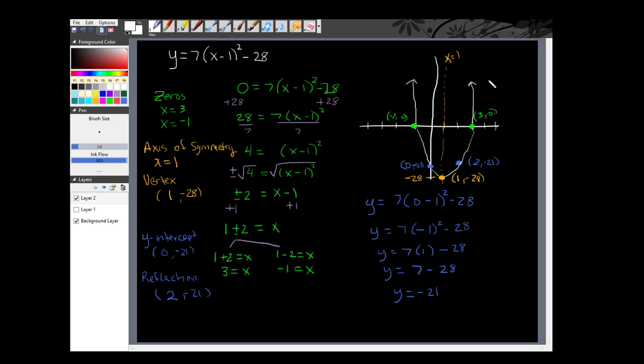Now remember that parabolas tend to go on forever, so you need to make sure to have arrows on the endpoints. And that'll do it.